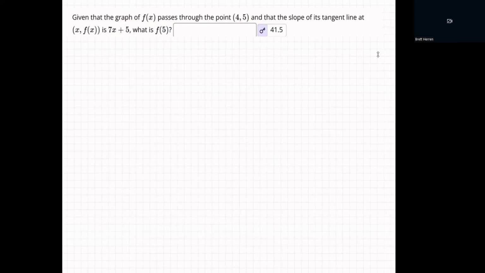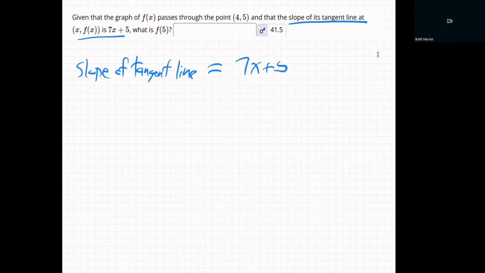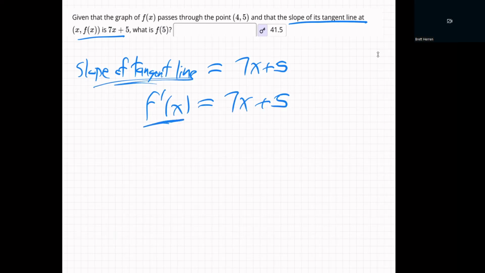So it says the slope of the tangent line equals 7x plus 5. You know what that is? That's f prime of x, right? That's how we find the slope of the tangent line. We take the derivative. Okay, great. Slope of tangent line is the same as f prime of x. Got it. Okay, now what?